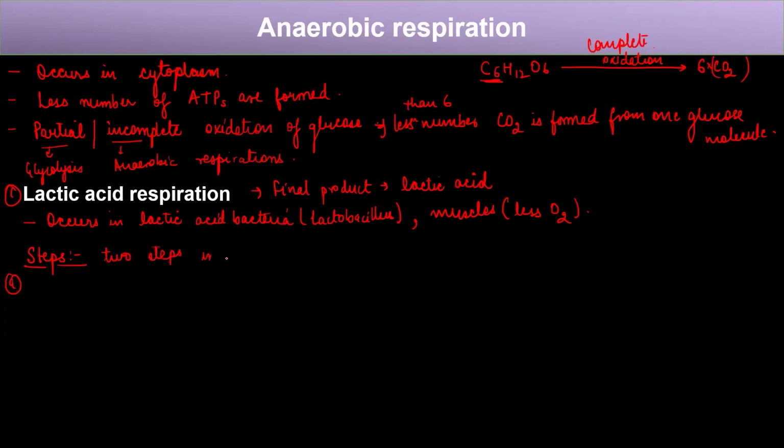Two steps are involved. The first step is glycolysis, which means that glucose will get converted into two molecules of pyruvate. Right? Glucose will get converted into two molecules of pyruvate. This happens. Now, what happens in the second step?